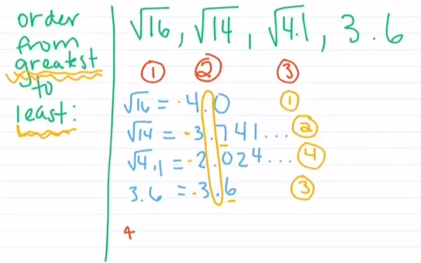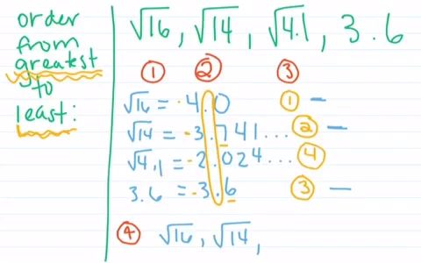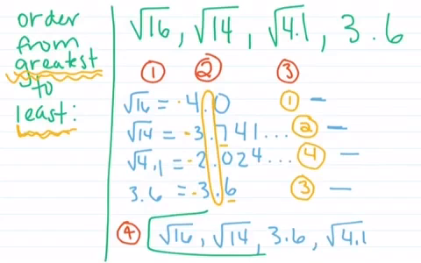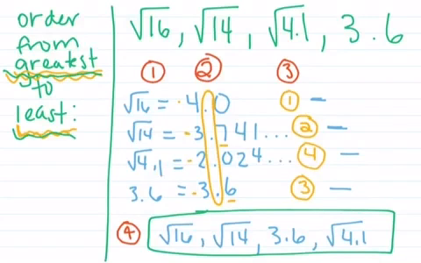Then step 4, I'm going to write down here. We're going to order our numbers from greatest to least in their original form. So here's my 1. My original was square root 16. Here's my 2, square root 14. My 3 was 3.6. And last, square root of 4.1. So this would be the final answer that I boxed. I went through my 4 steps, I showed my work, and I made sure to pay attention to my instructions.